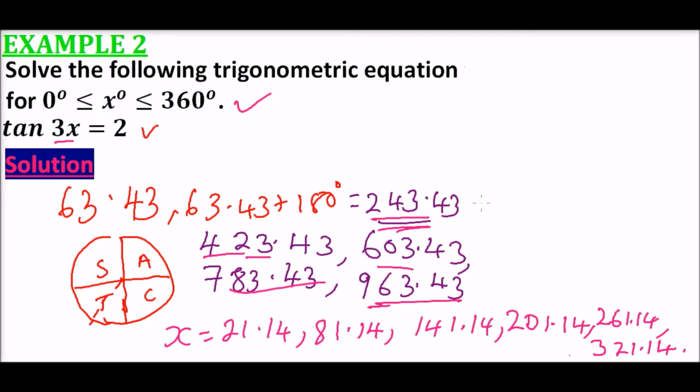And that is why we say that trig ratios have infinite solutions or roots, and therefore we need to define the range that we want to get our solution to our trig ratios. So let's look at another example.